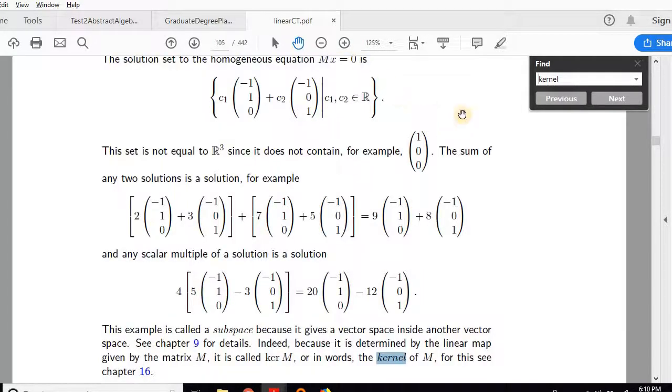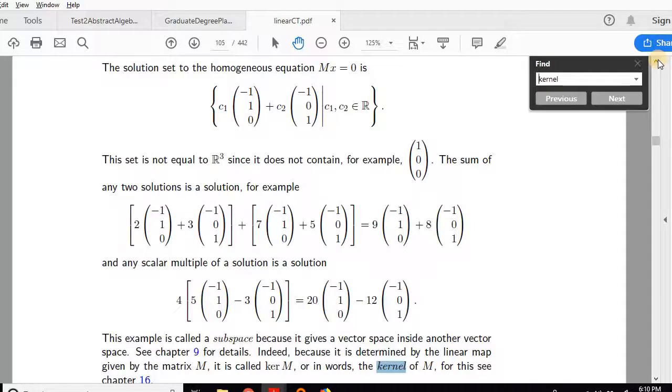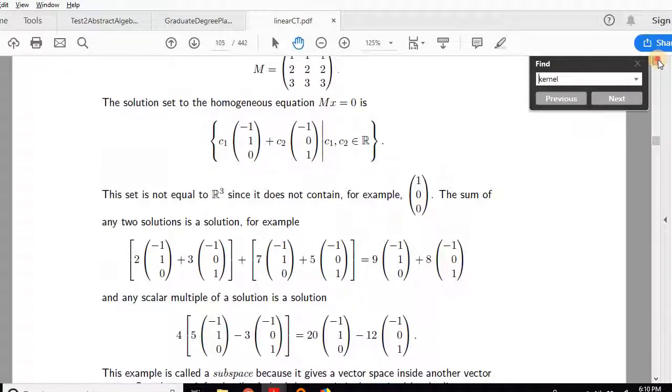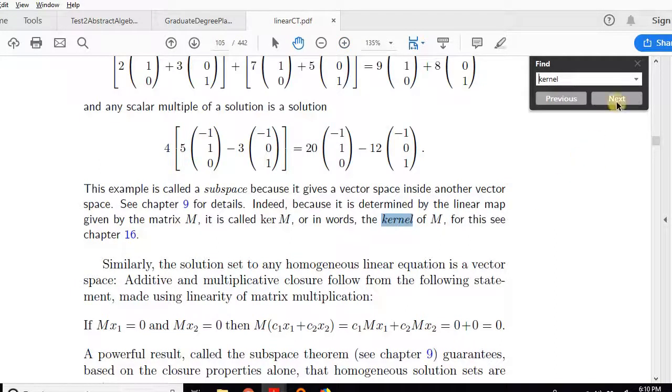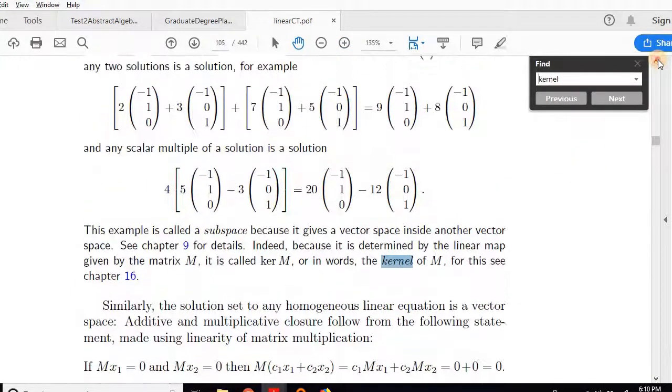All right, well, let's look at this example first. Here's one example of a kernel, just to make sure it matches up. So for instance, here he says the solution set to a homogeneous equation. All right. So here we have a matrix.